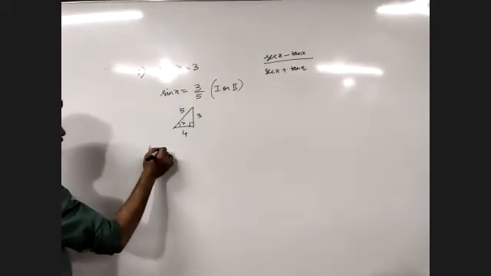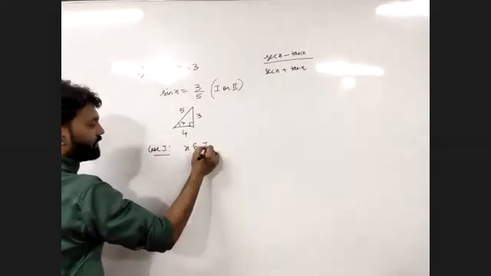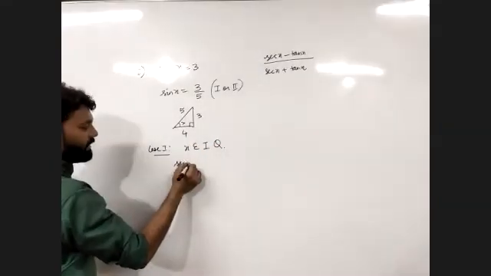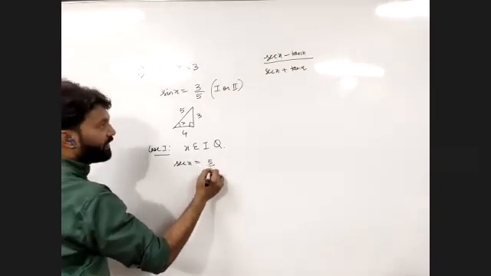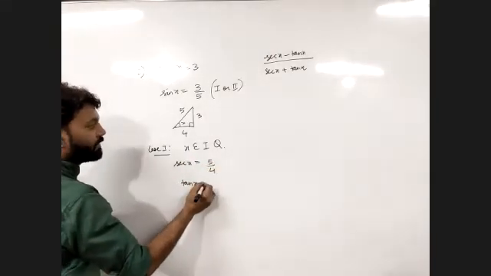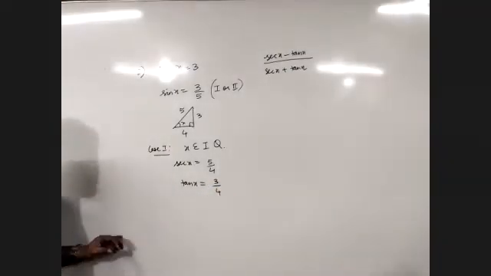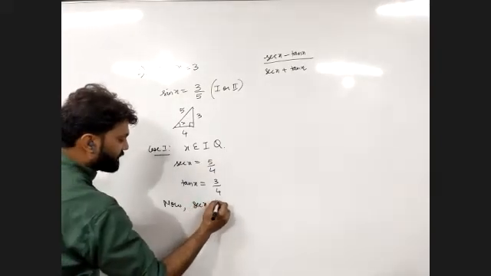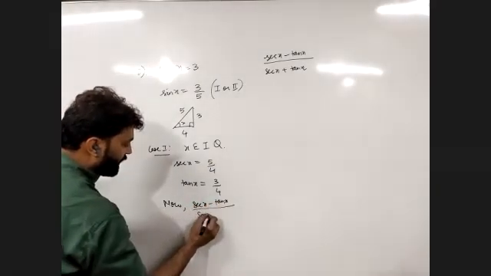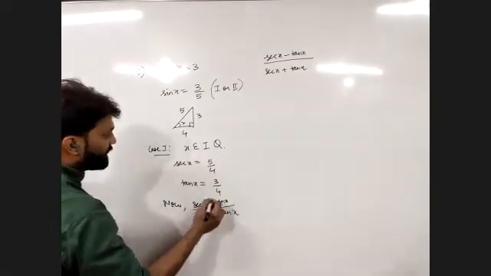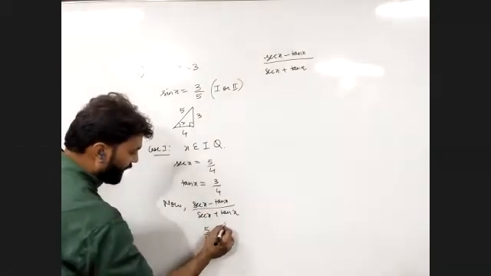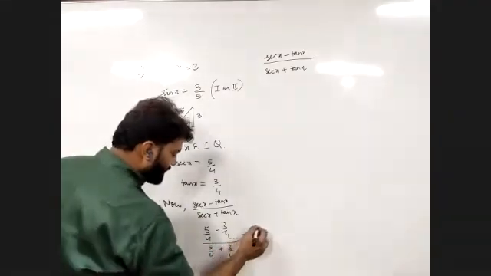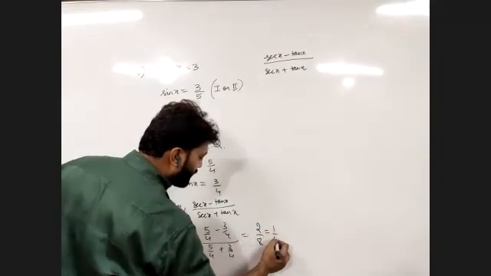Now case 1, when x belongs to the first quadrant, then all the values will be positive. Sec x, sec is h upon b, so 5 upon 4. Tan x, tan is p upon b, so this is 3 upon 4. So now we'll find out the value of sec x minus tan x upon sec x plus tan x. Sec x is 5 upon 4 minus 3 upon 4, over 5 upon 4 plus 3 upon 4. So this will be 2 upon 8. Answer is 1 upon 4.